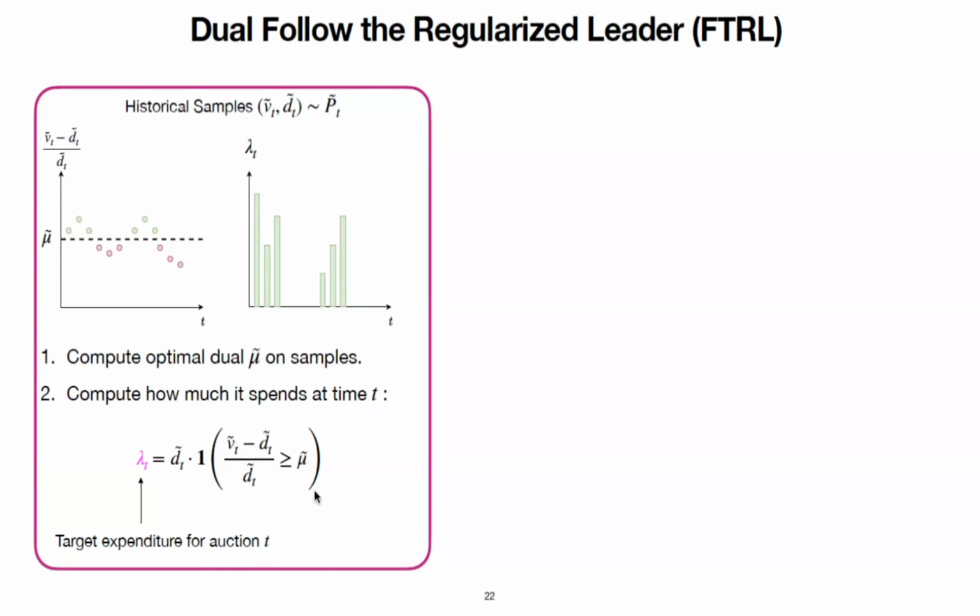So how do you do this dual descent? That's what we answer here. You compute the optimal dual mu tilde on samples like before.